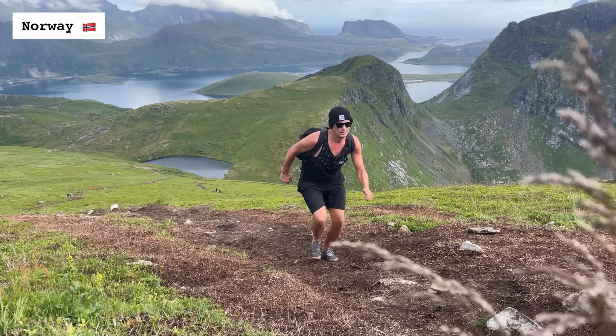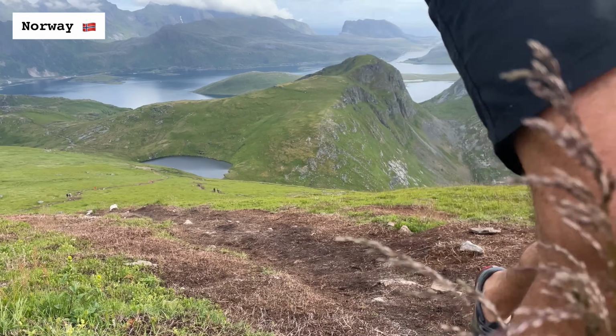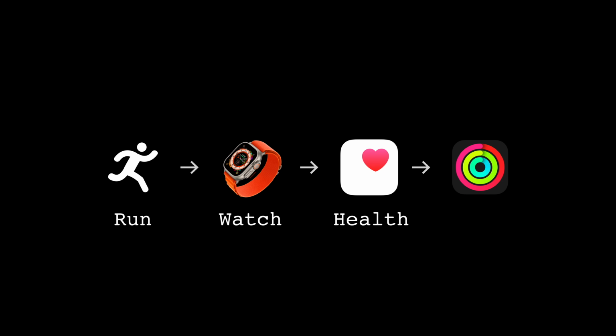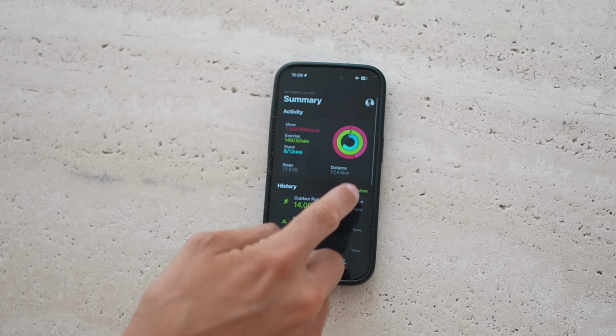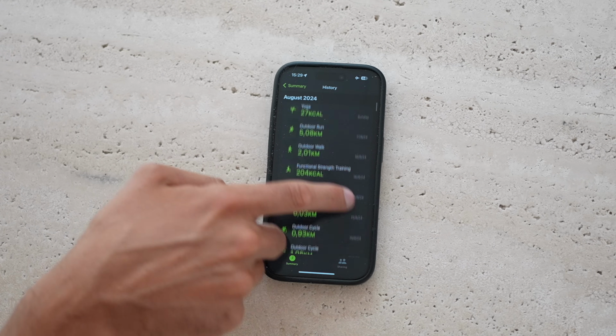Okay, let's talk about the app. I run quite a lot, and I use the Apple Watch to track my runs. It goes into Apple Health, and then if you really want to know how much you ran in a year, there isn't really a way to do that in the native fitness app. You need to go through every workout and just manually add the distances.